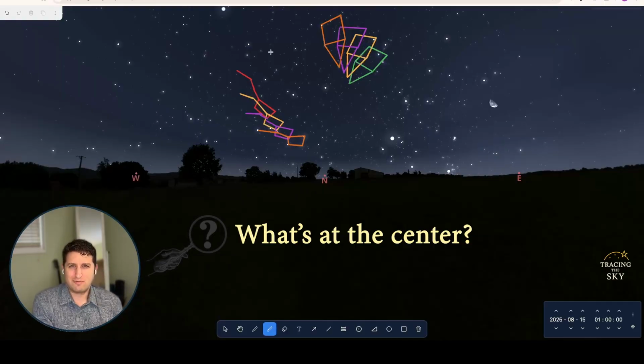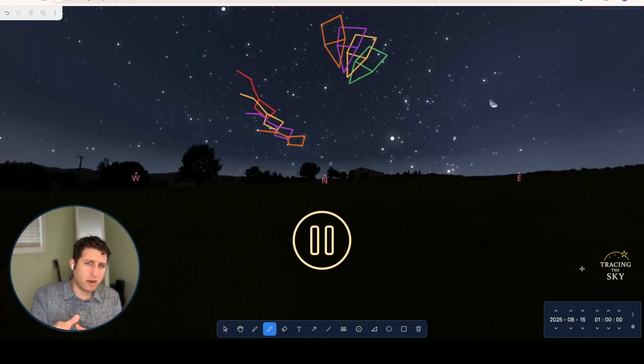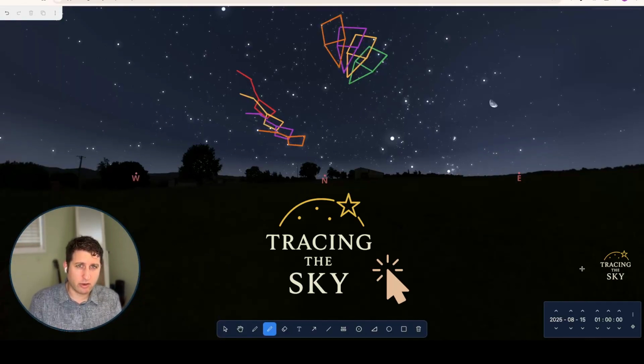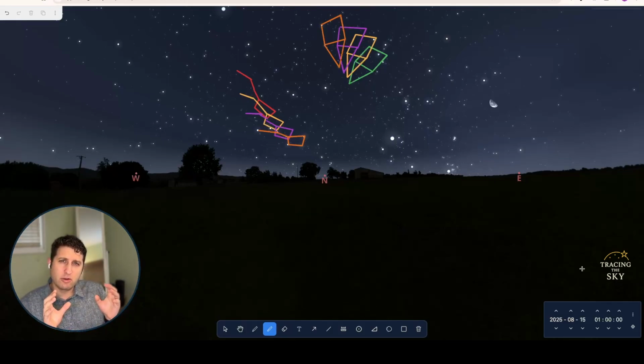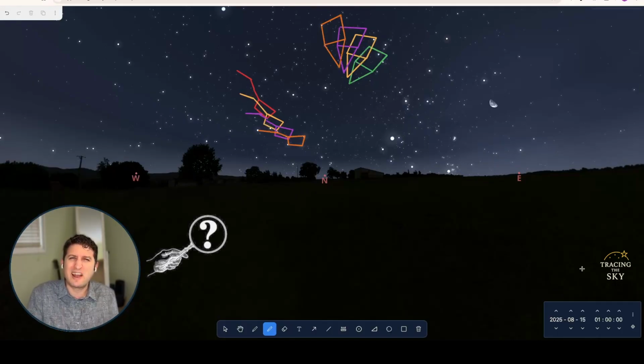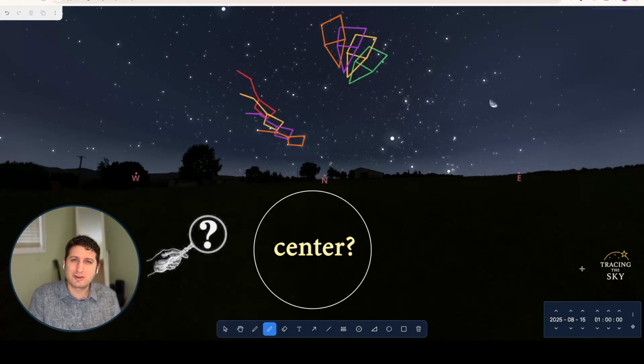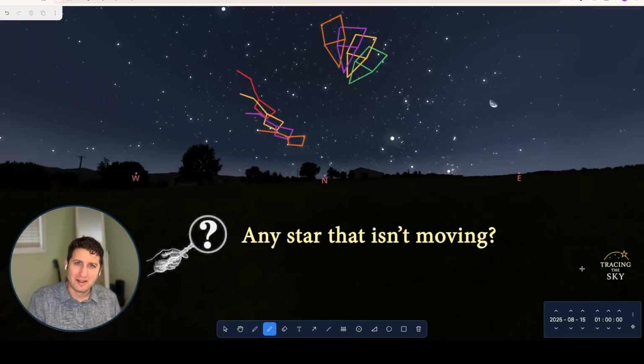What's at the center? Well, what I would do is pause the video and use that same link I included and move forward in time and try and make your circles smaller and see if there are any points that aren't moving. See if you can figure out what the center of this giant circle is, of this giant sphere that we're looking at. And see if you can pinpoint any star that isn't moving. And before you click on anything, see if you can figure out what star that might be.